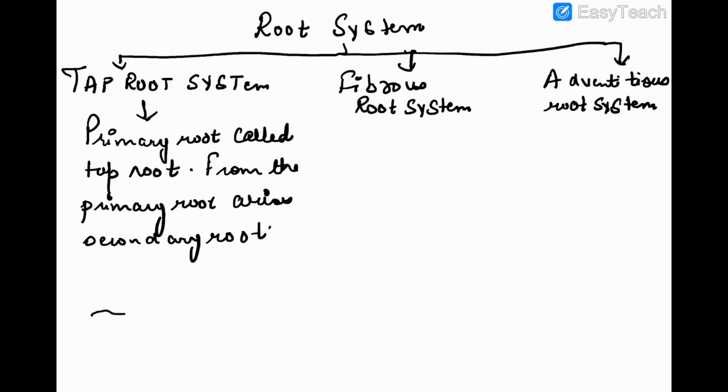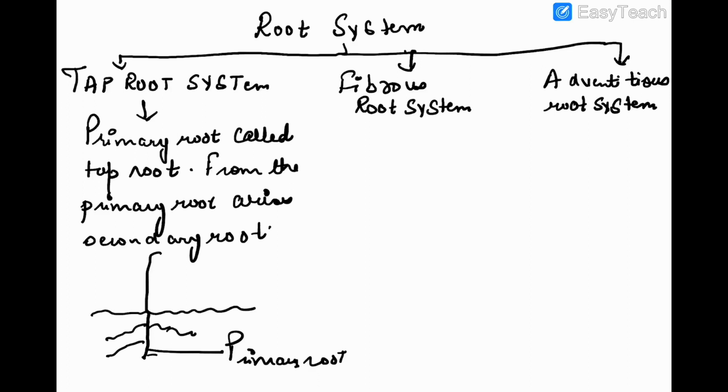For example, if this is the soil and this is the plant, here this root is the primary root, and from the primary root arise a number of roots that are secondary roots. So this is about the taproot system, in which there is a single primary root, and from the primary root arise many secondary roots. Now let us talk about the fibrous root system.